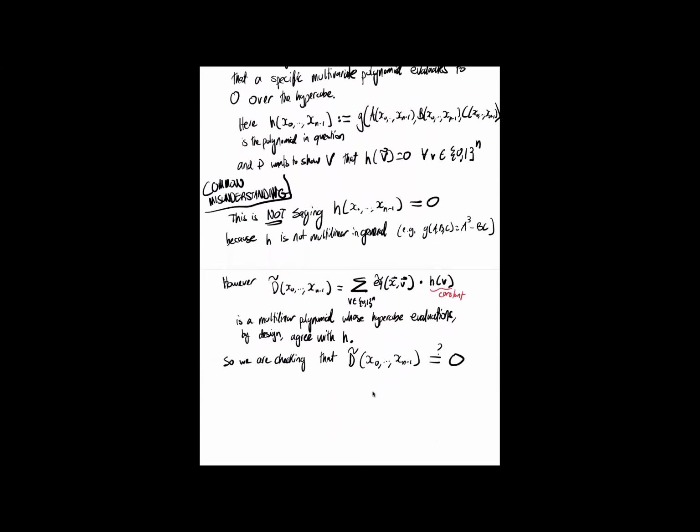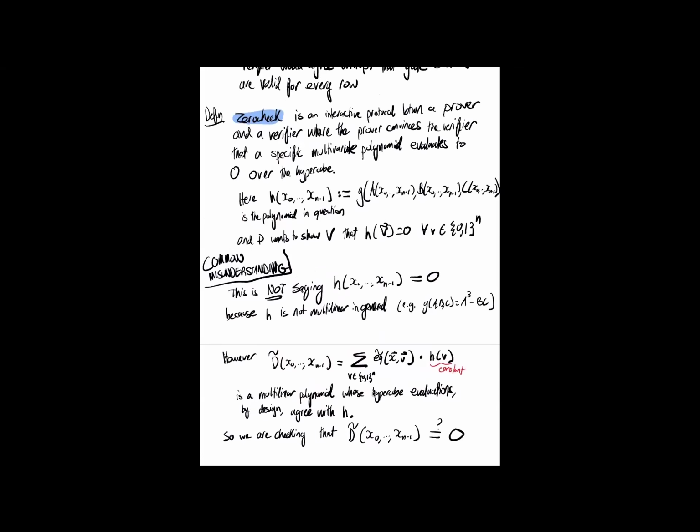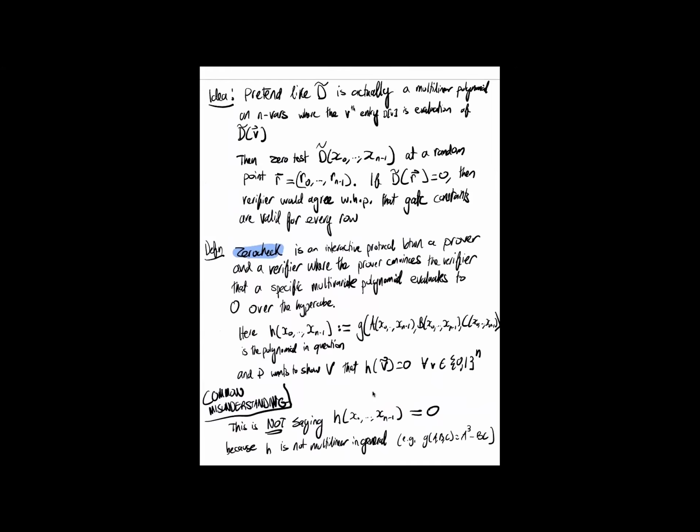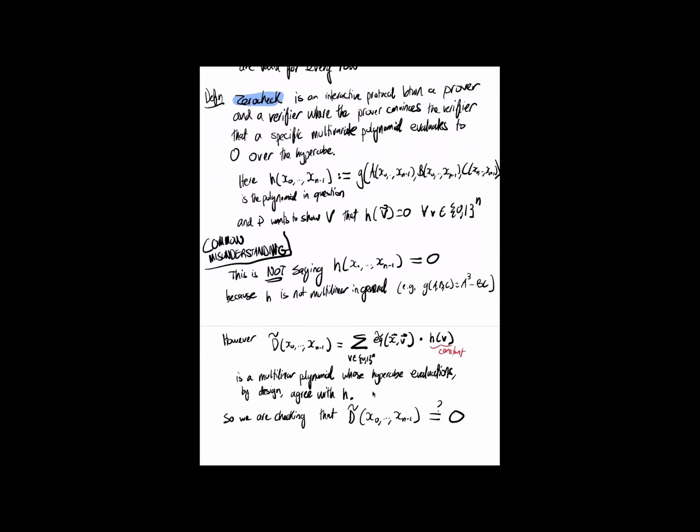Quick question. For the x0 up to xn minus 1 for the multilinear extension, those are not Boolean, right? They could be from the underlying field.